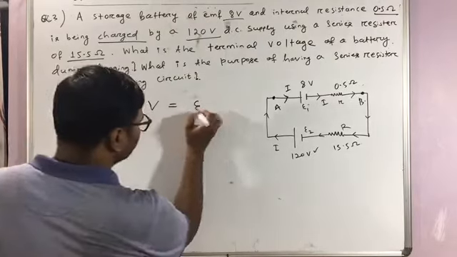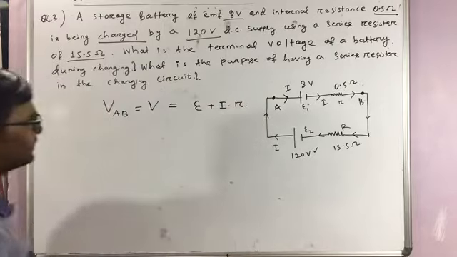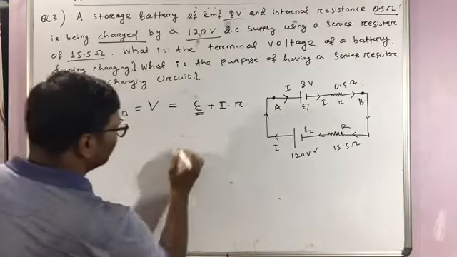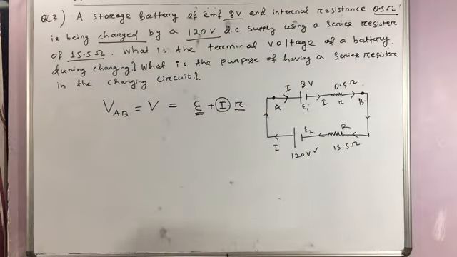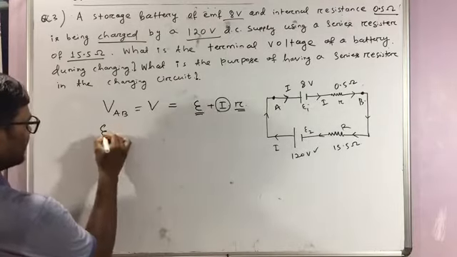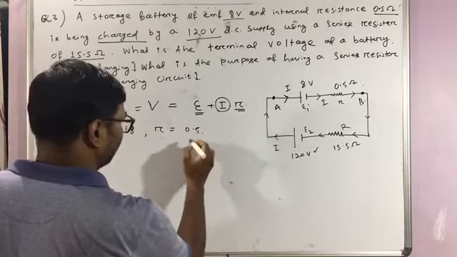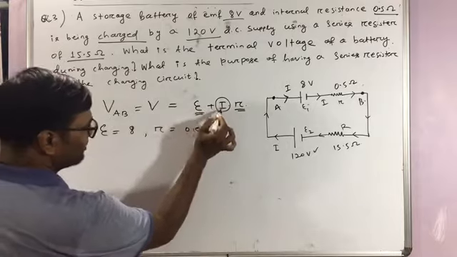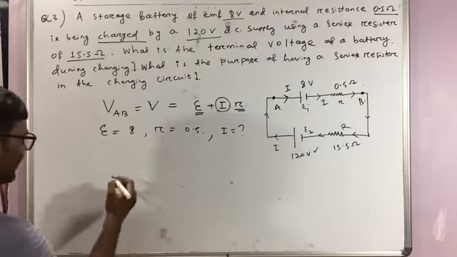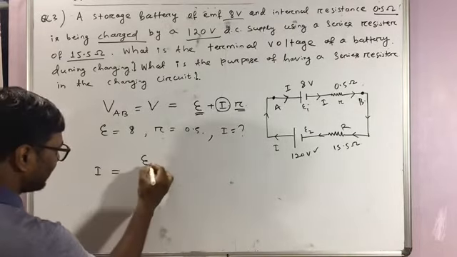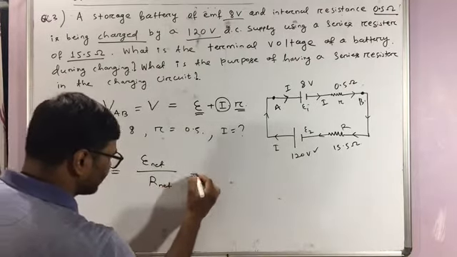As it is a case of charging, the formula is nothing but V = E + I into R. Students, we know the value of E, we know the value of r, but we do not know the value of I in the circuit. So let us write down the data. E is given as 8, small r is given as 0.5. To find out the circuit current, I is given by net EMF divided by net resistance.